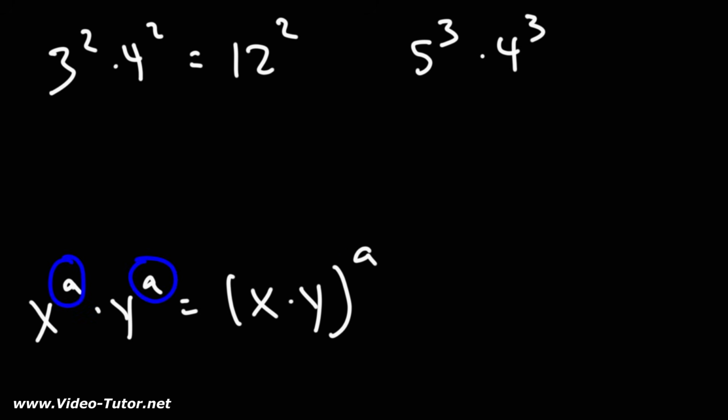The exponent didn't change, so we kept the 2. What changed was the multiplication of the bases. 3 times 4 is 12.